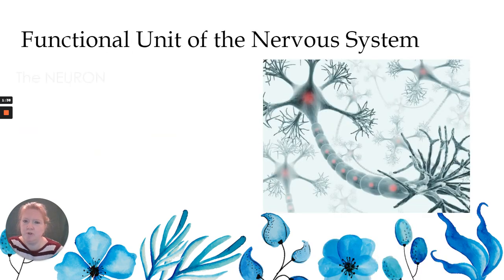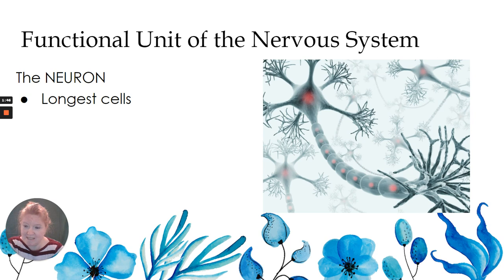What is the functional unit of the nervous system? It's something called a neuron, and you can see one visually represented here. A neuron is our longest cells. So you have a neuron that goes from the base of your spine to the tip of your toe, the sciatic nerve. It's incredibly long. In giraffes, the longest cells can be 15 feet long because it has to get from the spinal cord to the furthest point away.